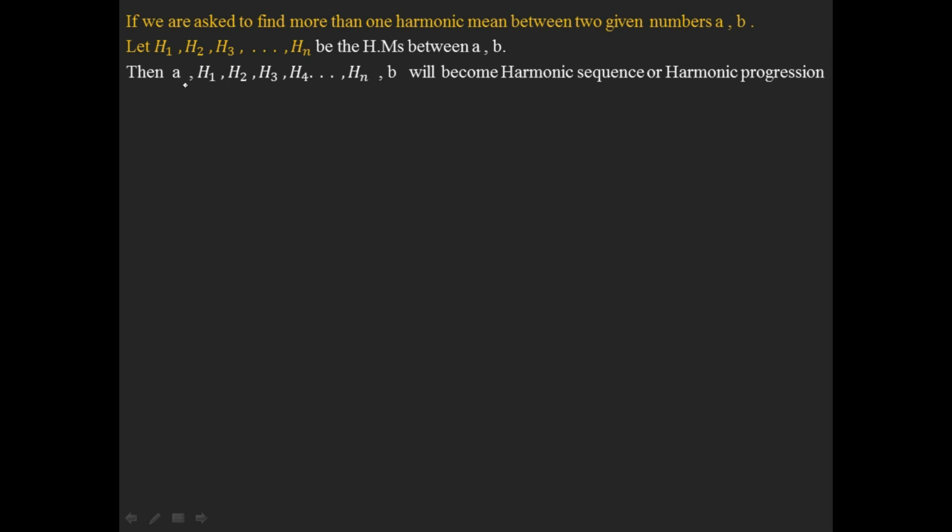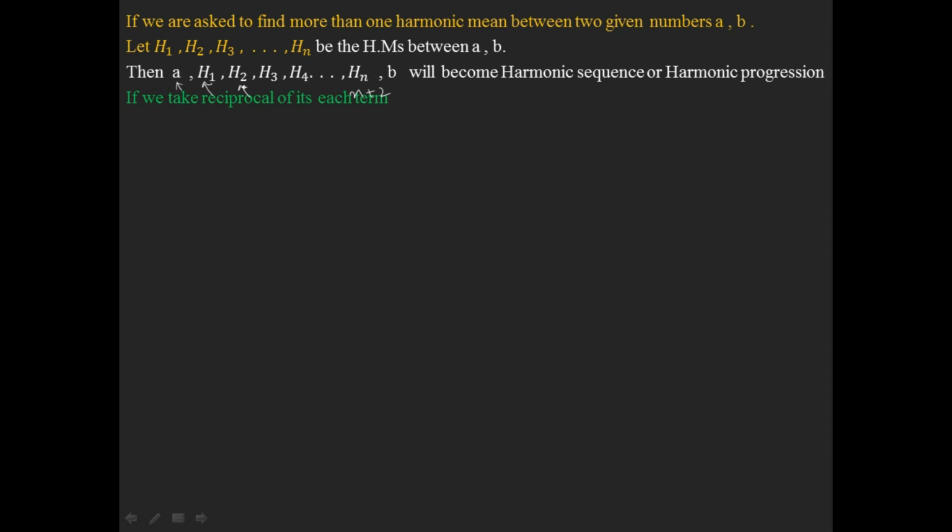This is the first term, this is the second term, this one is the third term, and so on. How many terms are there in this sequence? The total terms in this sequence are n plus 2, because a and b are two terms and the harmonic means are n, so total terms are n plus 2.